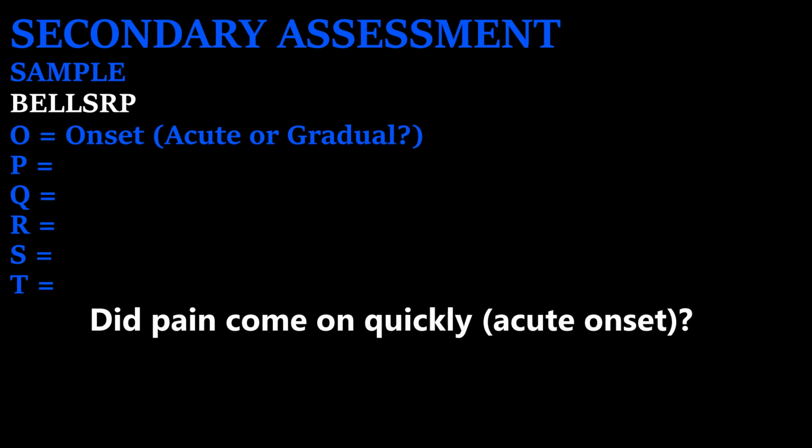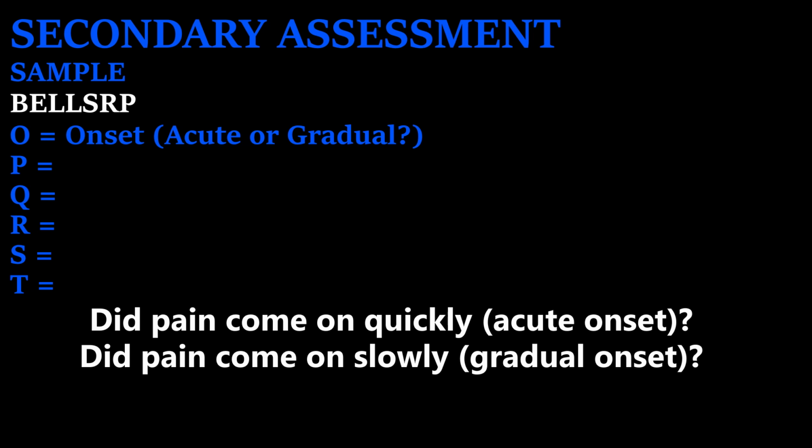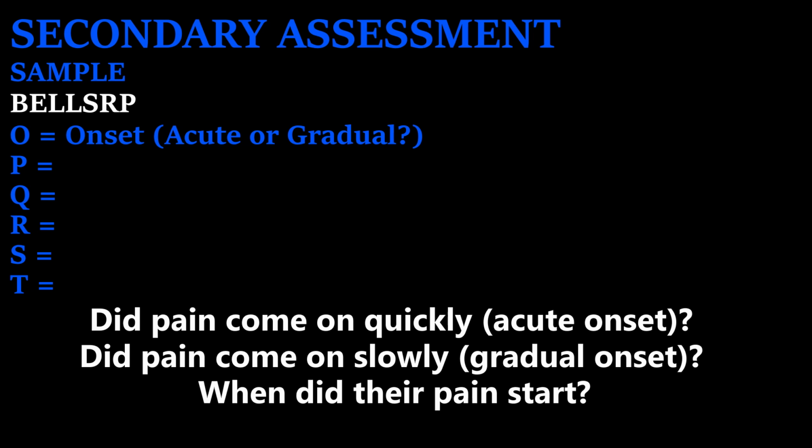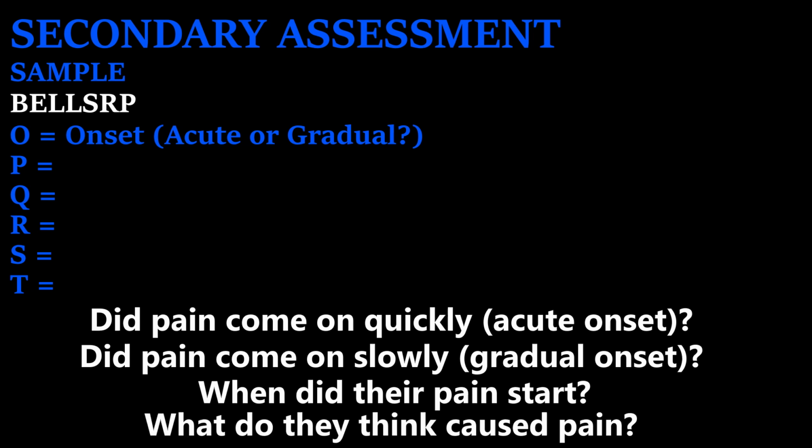So it's going to be sudden onset of pain, or did it come on slowly, which we would consider gradual onset of pain. You can also ask the patient, when did their pain begin and what they think caused the pain? This is going to overlap a little bit with the E in SAMPLE, but again, it doesn't hurt to further ask the patient and allow them to provide more information that we can use to treat them properly.